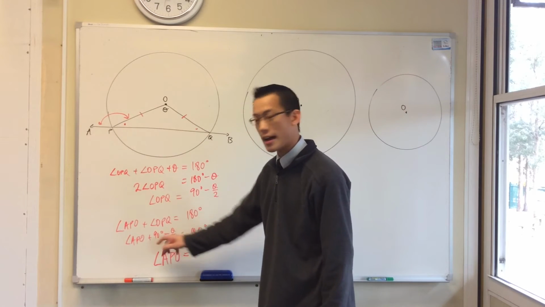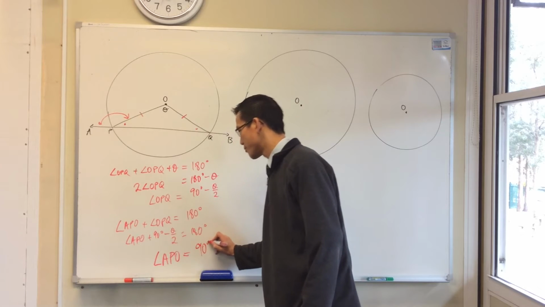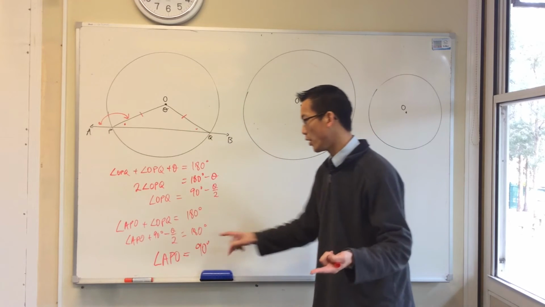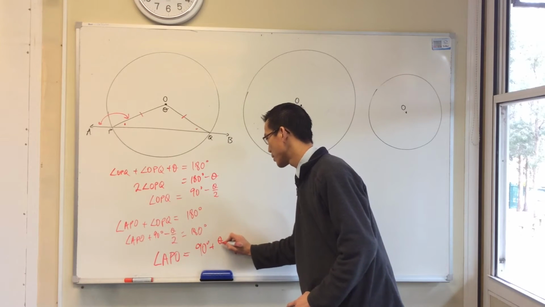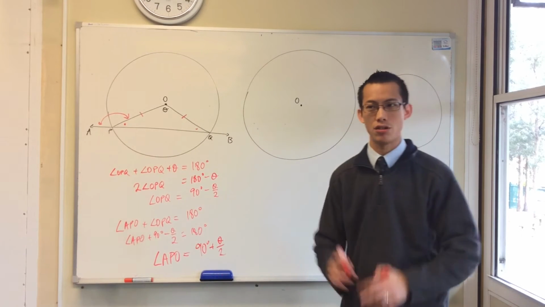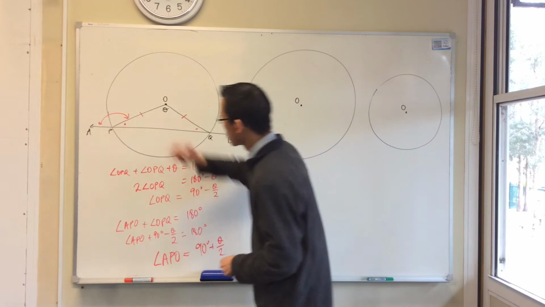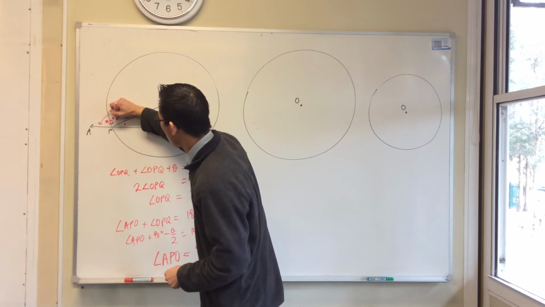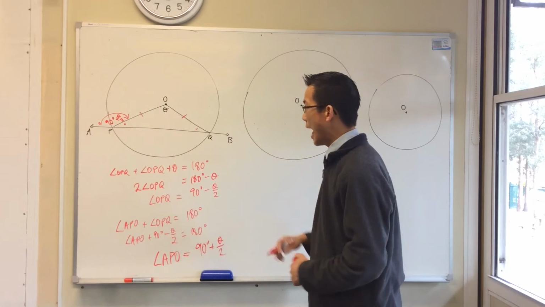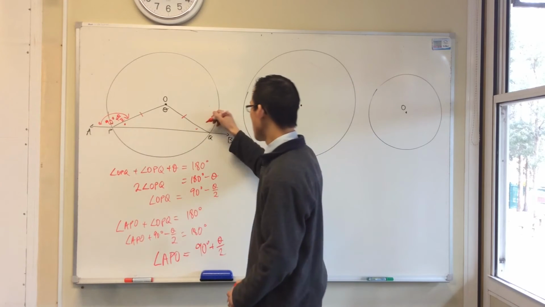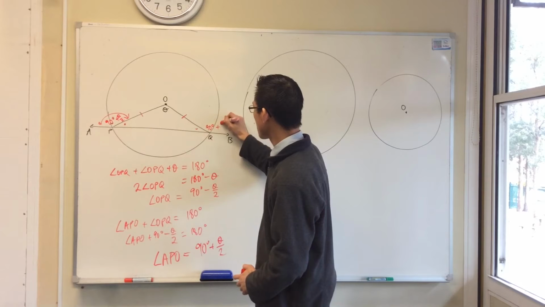180, I'll take away 90, which leaves me with 90, right? And then, because I want to get rid of theta on 2 on the left, I'll add it to both sides, so I'll have 90 degrees plus theta on 2. Does that make sense? That's the angle I was after, so I'm going to pop that onto my diagram: 90 degrees plus theta on 2. And because of the symmetry of this thing, you've also got it over here, 90 degrees plus theta on 2.